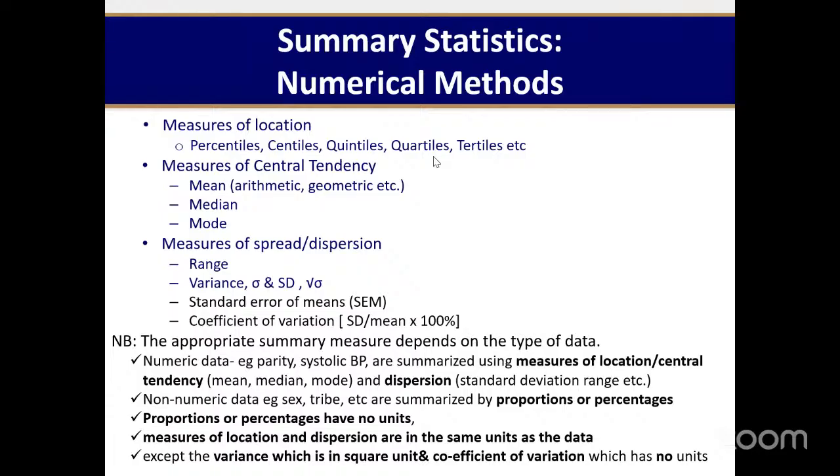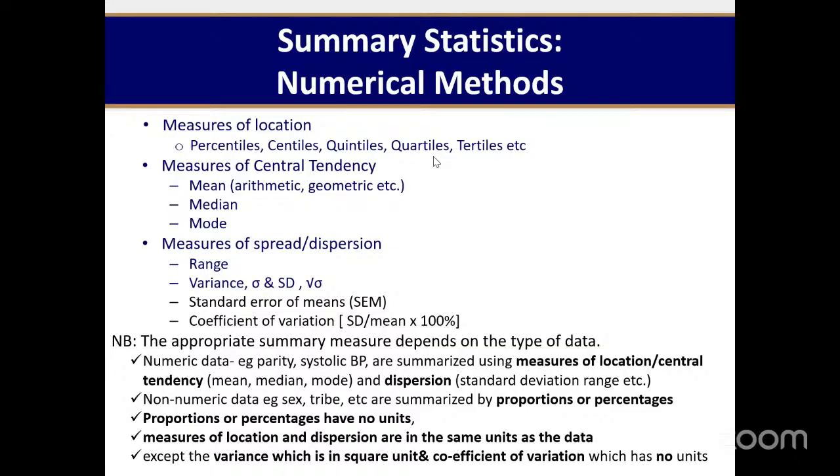For example, non-numerical data types, like the nominal ones such as religion, sex, tribe, and marital status, are summarized by proportion. And a form of proportion is what we call percentage. A proportion multiplied by 100 will give you a percentage.